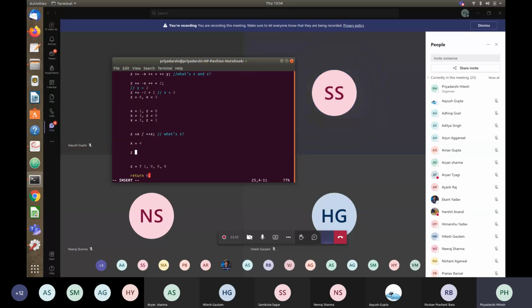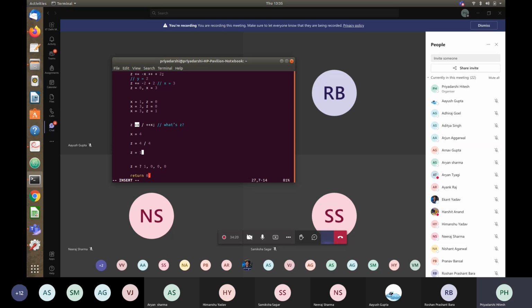Z equals to, what was x? X is 4 here. X has changed to 4. Yeah. 4 divided by 4. So z equals to 1. It won't be 0. It's not like that the change will be reflected only here. You are changing the value of x. So when it is changed to 4, then this x will also be replaced by 4.